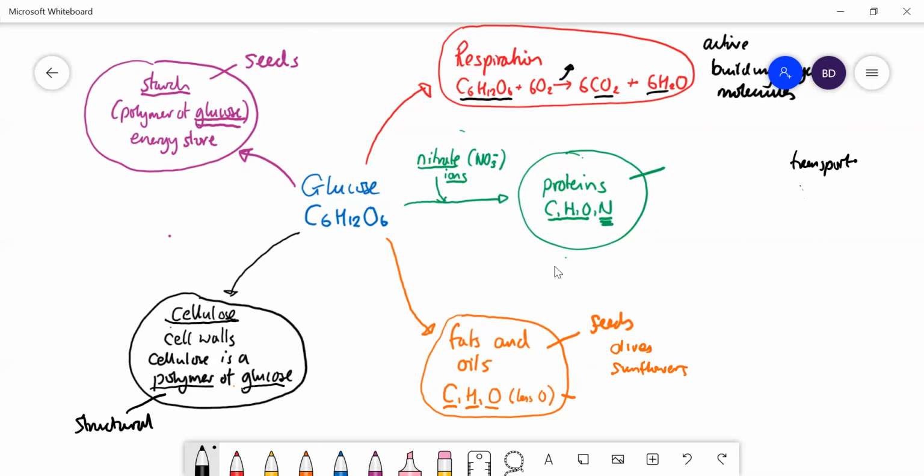Okay, so that's what happens to the glucose which is made by photosynthesis in the plant. It is used for chemical energy stores, and it's used for structural materials. It can't be stored itself because it's too osmotically active.